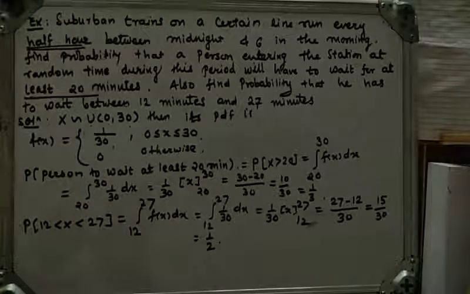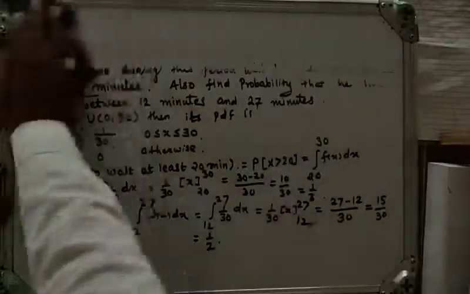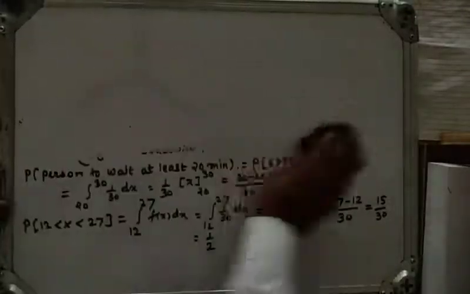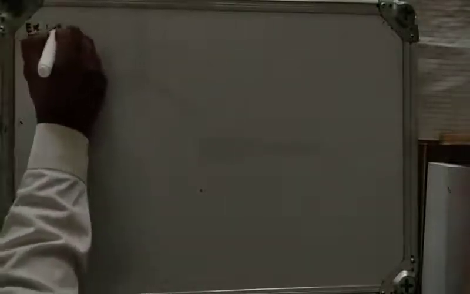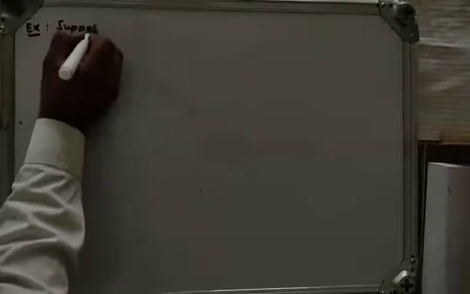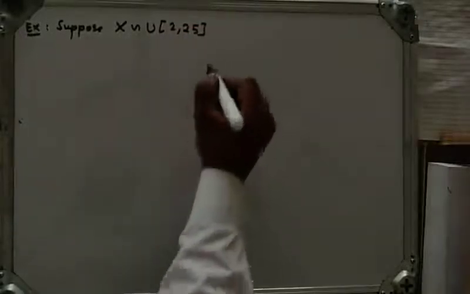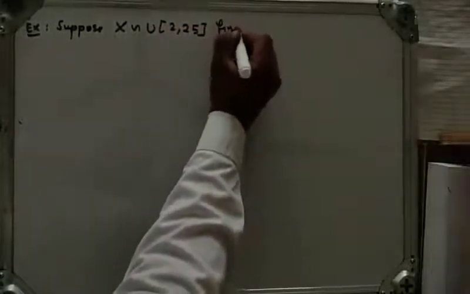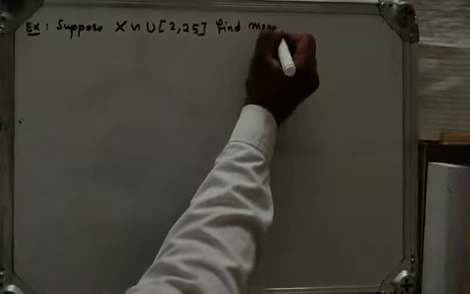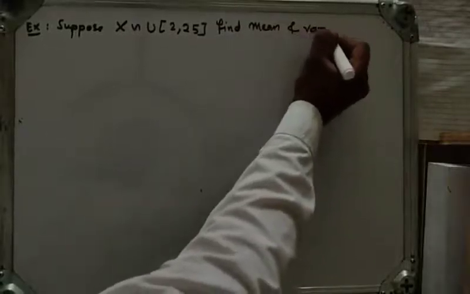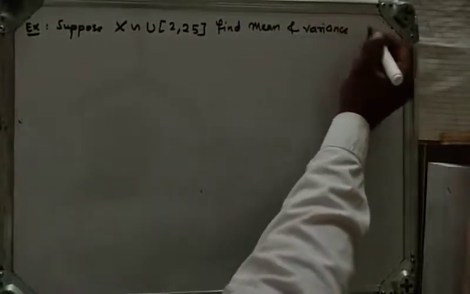Now let's see the last example of this topic on uniform distribution. Suppose x is a uniform distribution over 2 to 25. Find the mean and variance.